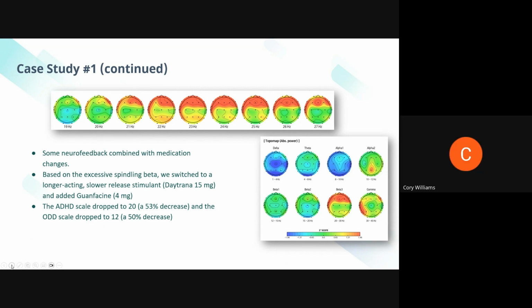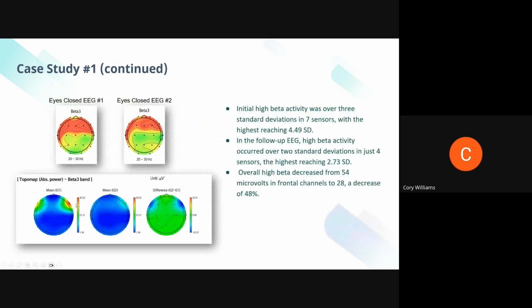Yeah, definitely the rating scales improved, and we also saw some changes in brain activity, right? In that initial EEG, we had 7 sensors that were over 3. We had 4.49 at the highest. In the follow-up EEG, he just had over 2 standard deviations and just 4 sensors. The highest was 2.73. And overall, the high beta decreased from 54 microvolts to 28. So we dropped that beta by about 48%.